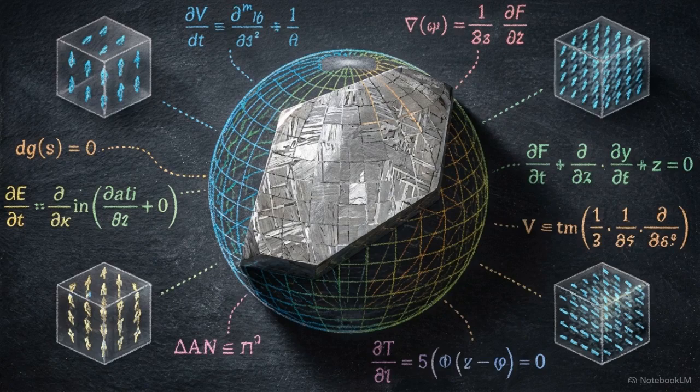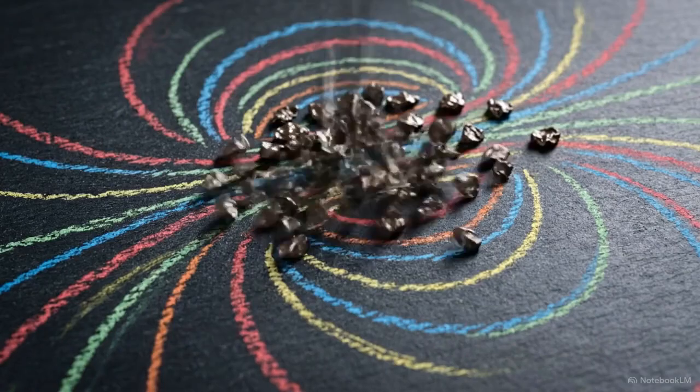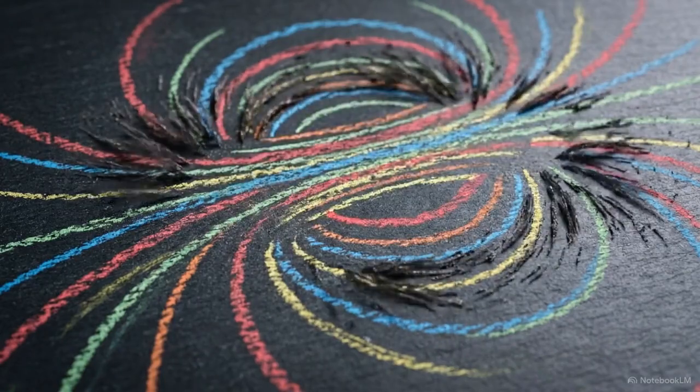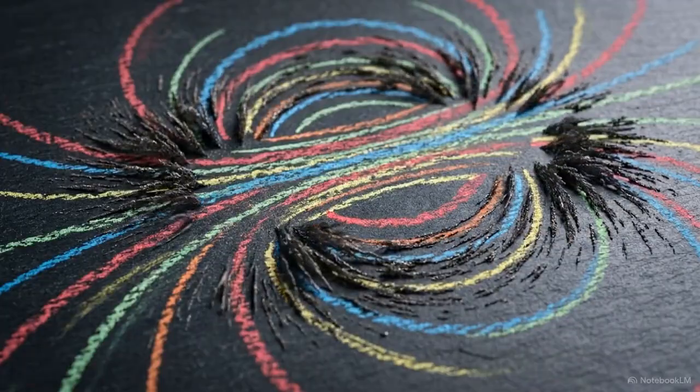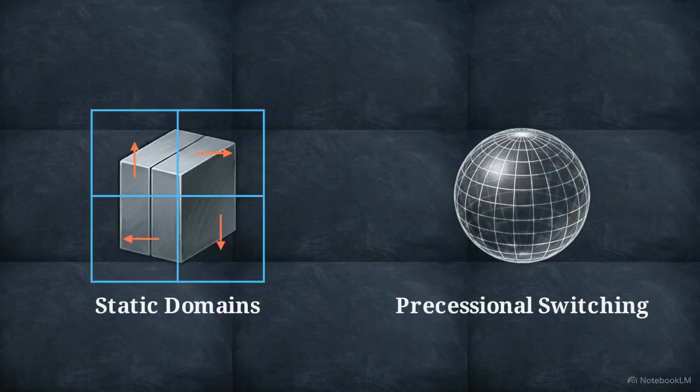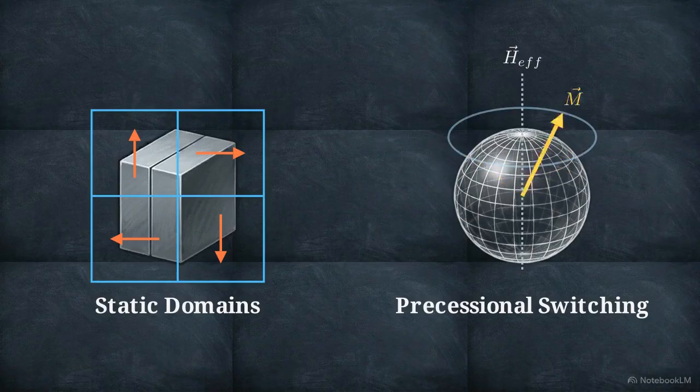The magnetization pattern we observe in a physical material is simply the configuration that mathematically minimizes this total energy. By calculating the precise balance between these 5 terms, we can predict exactly how a physical ferromagnet will behave, from the formation of static domains to high-speed precessional switching.